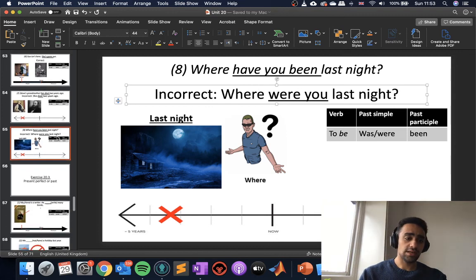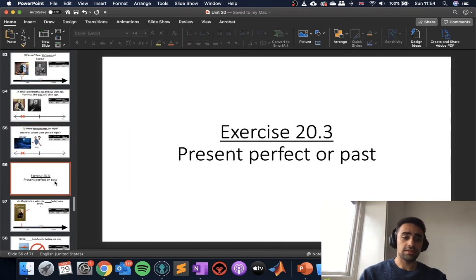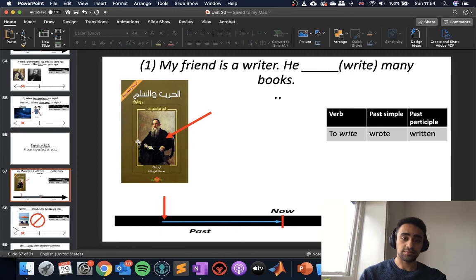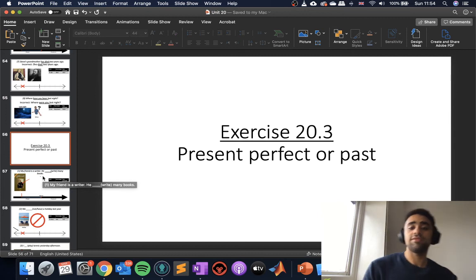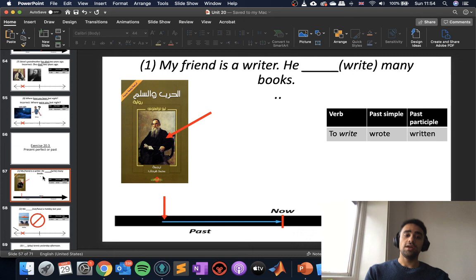I still have time. Let me go into this next exercise. In this exercise, we are going to use either the present perfect or the past simple versions of the verbs. So my friend is a writer. He write many books. So we have seen this before. He's a writer. He's still a writer. He could still continue writing.